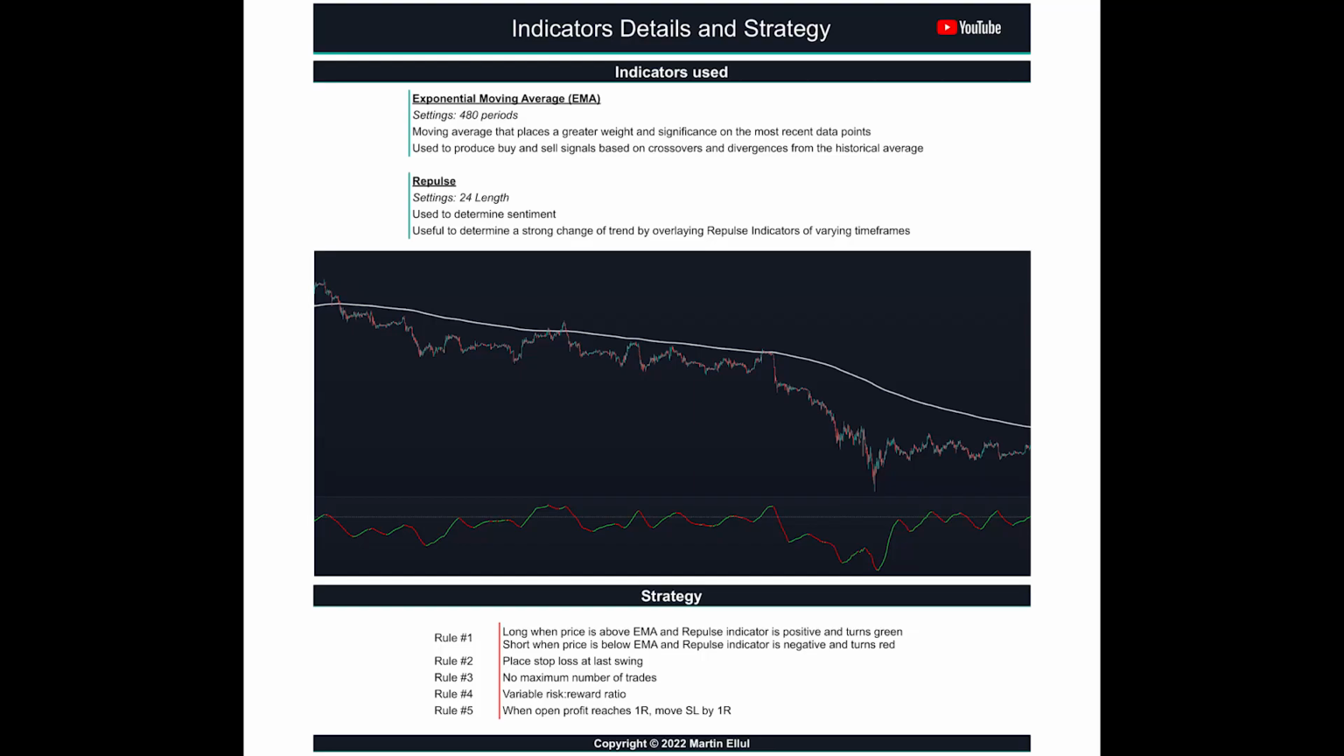Today I have another trading strategy which I'm going to backtest for you over 100 trades. I will first tell you about the indicators we're going to be using, show you a few examples, and then perform the 100 trade backtest. This strategy involves two trading indicators, the exponential moving average and the repulse indicators.